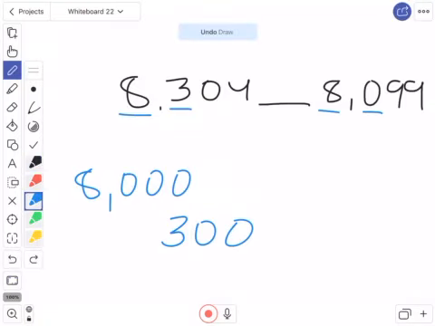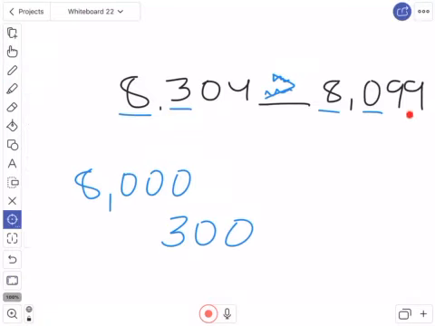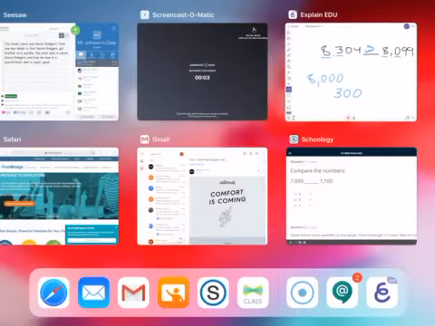I'll change the color, make it a little bit easier to see. That number is larger. The mouth always wants to eat the larger number. Even though sometimes that 99 can throw people off, that's why I always like to think about it going through each of those place values.